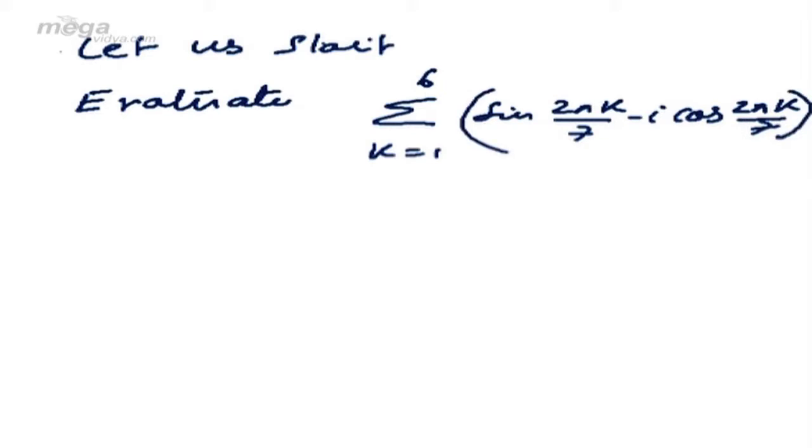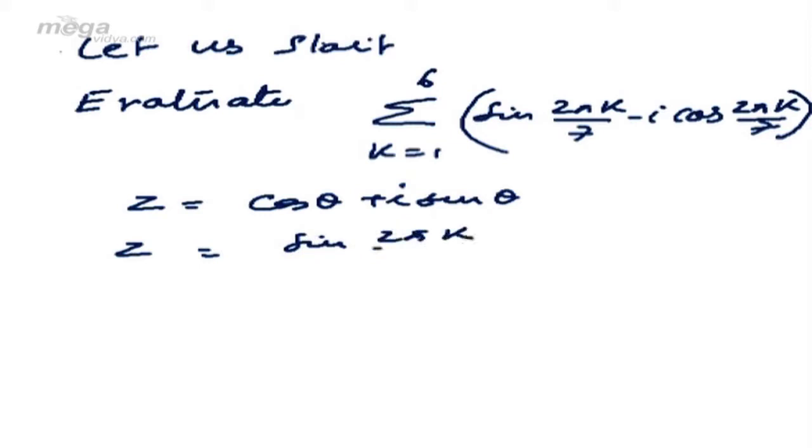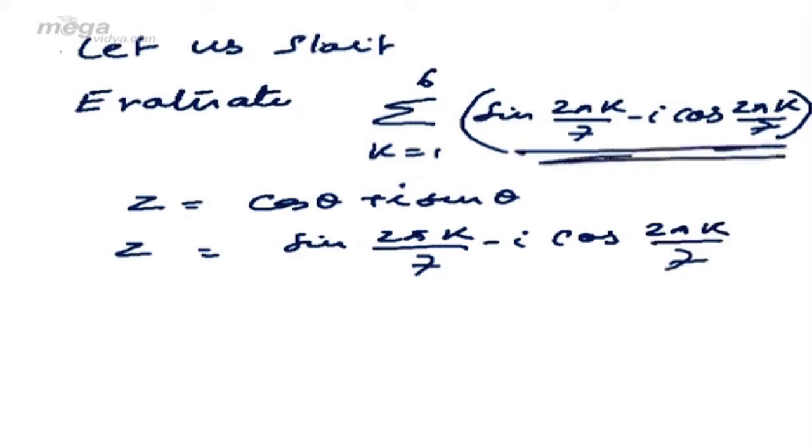Now we know that the standard polar form is cos θ plus i sin θ. Here the complex number is written as z equals sin(2πk/7) minus i cos(2πk/7). This is not in standard form. So first we will multiply by i and divide by i.